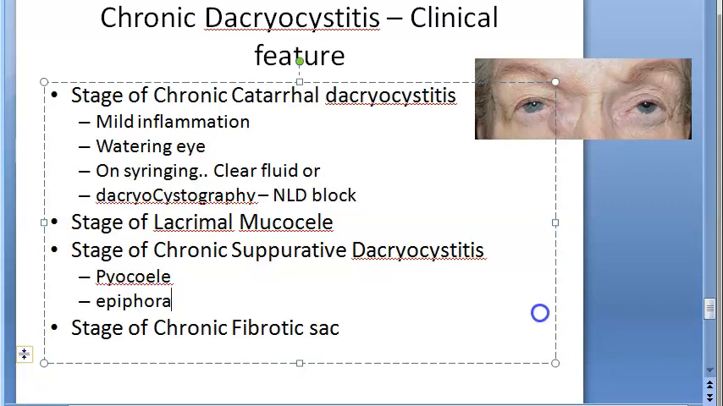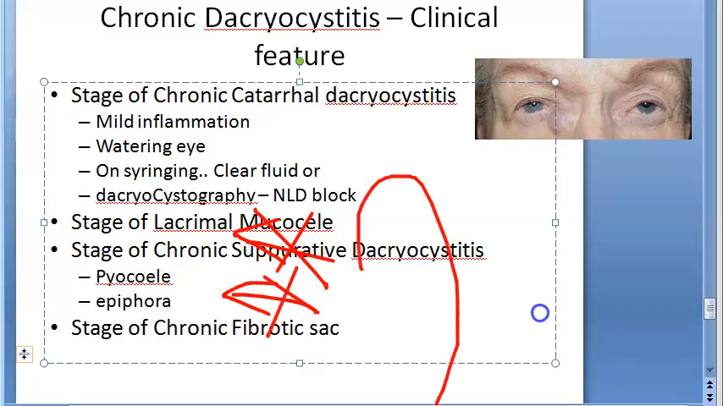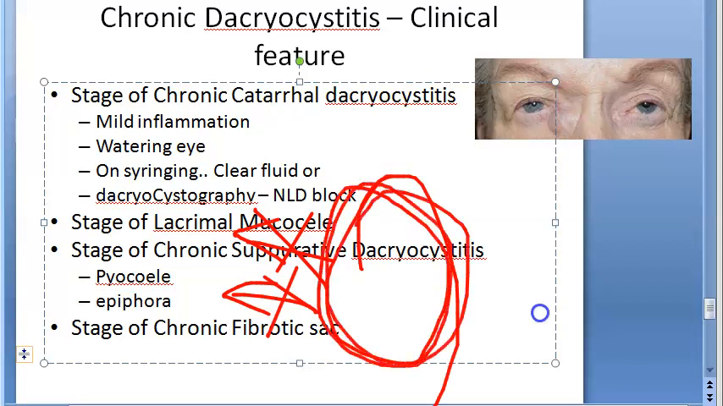This condition has epiphora, that is, a block to the outflow of tears, associated with recurrent conjunctivitis, swelling at the inner canthus, and mild erythema. On regurgitation, there is a frank purulent discharge. So when you press it, you will get purulent discharge from the lower punctum, and that can come only if the canaliculi are not blocked. But if these canaliculi are blocked, when you put pressure on the lacrimal sac, you will not get any output. That time this will become an encysted pyocele.